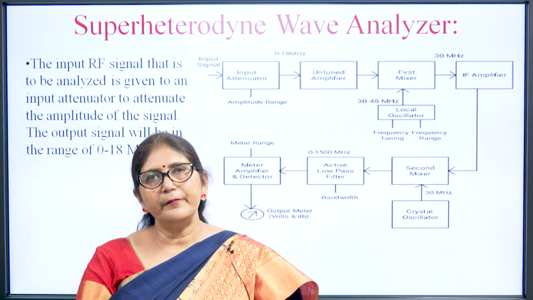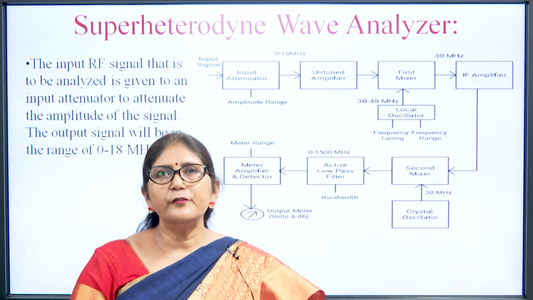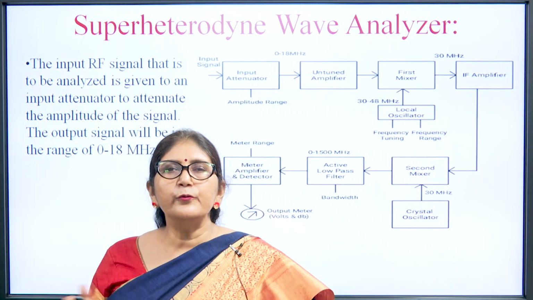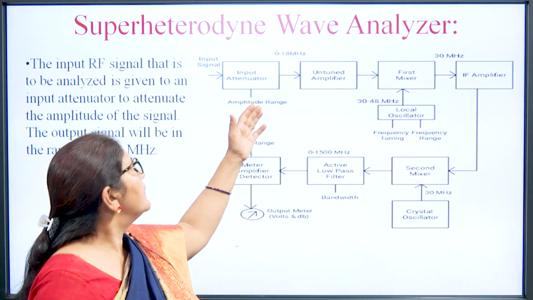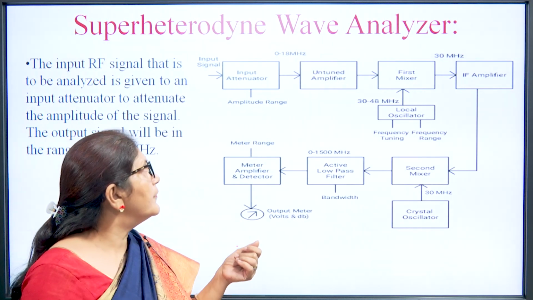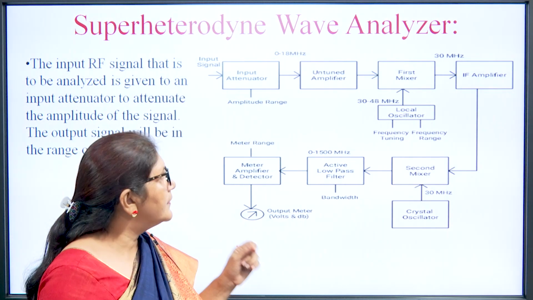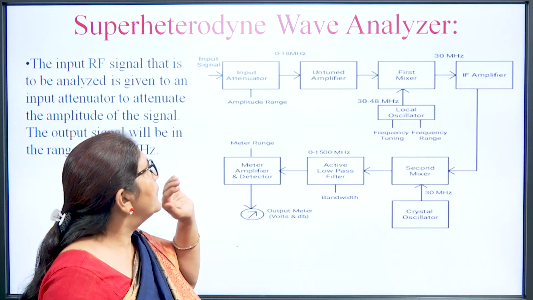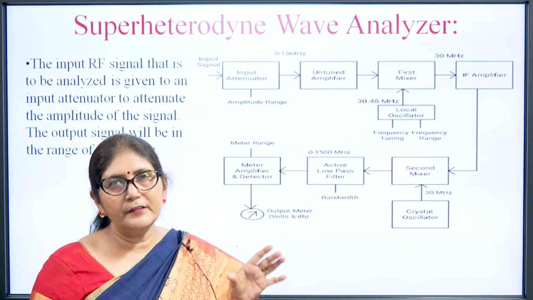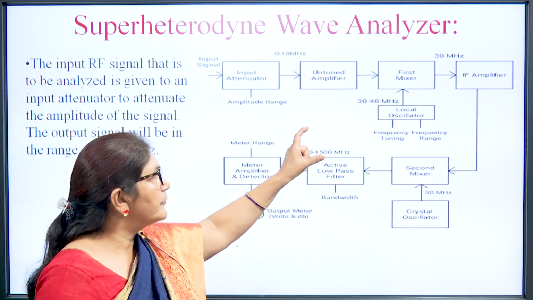There are two types of wave analyzer. The first one is the superheterodyne wave analyzer. In the superheterodyne wave analyzer, the input signal is fed to the input attenuator circuit, by which we can control the amplitude of the signal. Then it is fed to the amplifier circuit, which amplifies the signal. Suppose this wave analyzer has a frequency range of 0 to 18 megahertz. So, a 0 to 18 megahertz signal is passed over there.